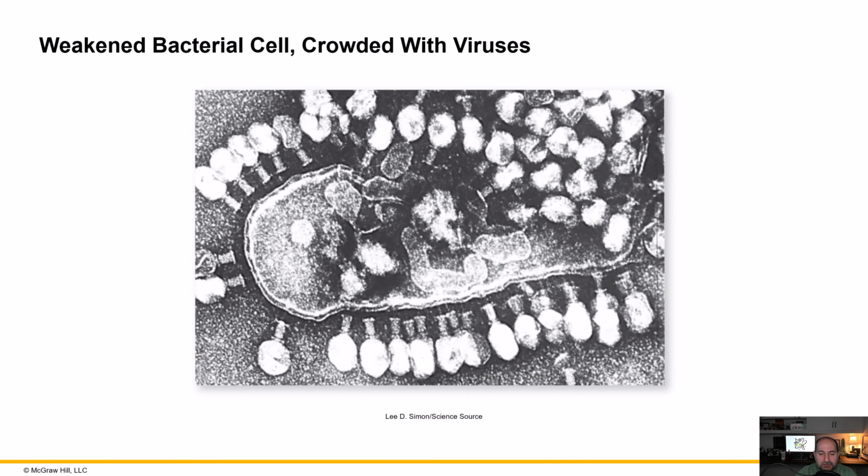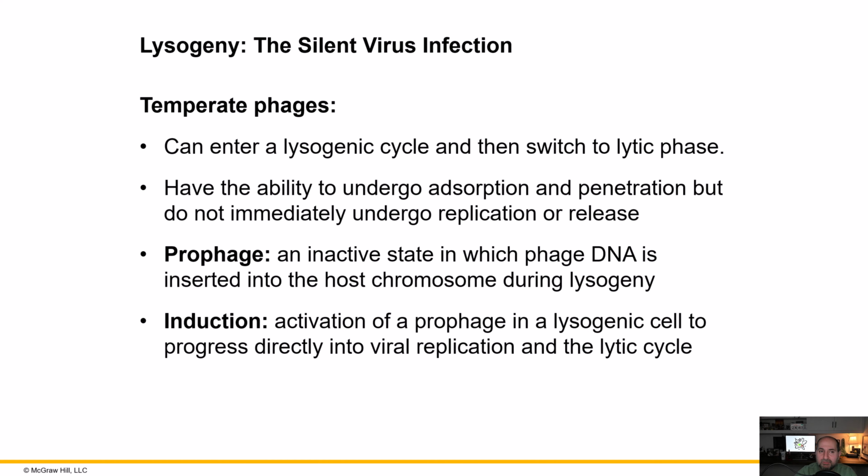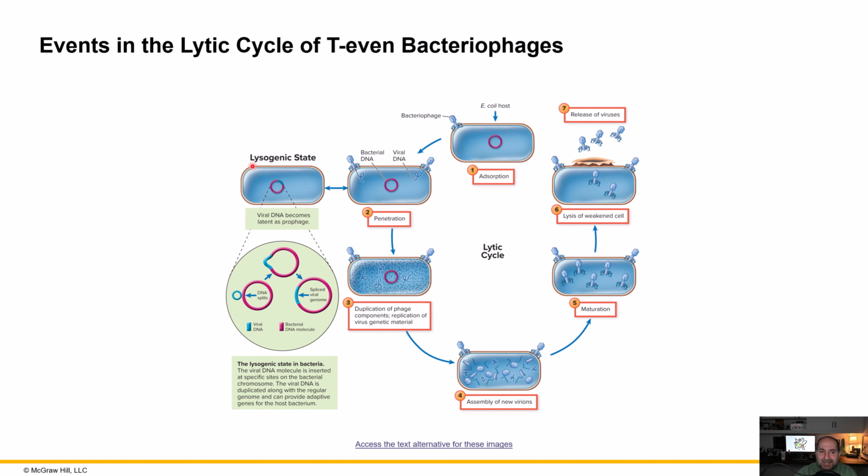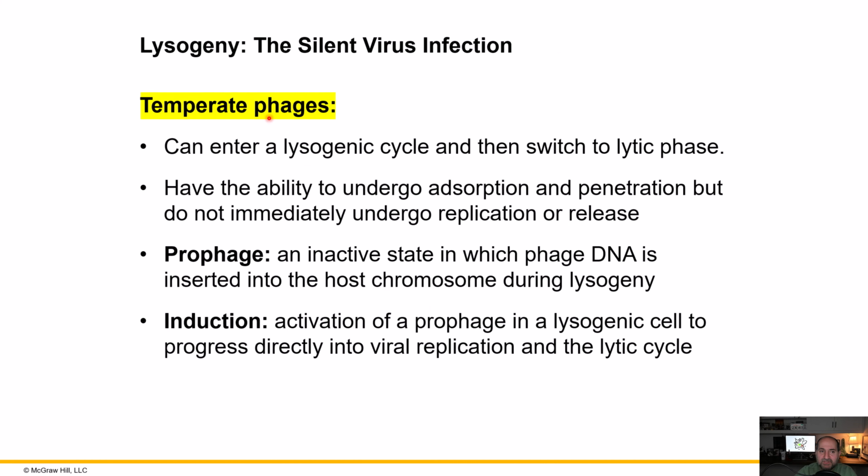And here you can see with an electron micrograph an actual image of bacteriophage, these little guys, becoming released from a host E. coli cell. This is the bacterial cell. And notice how the cell membrane has lysed, releasing these naked bacteriophage virions. Bacteriophage that are capable of both the lytic cycle here and the lysogenic state here are known as temperate phage.